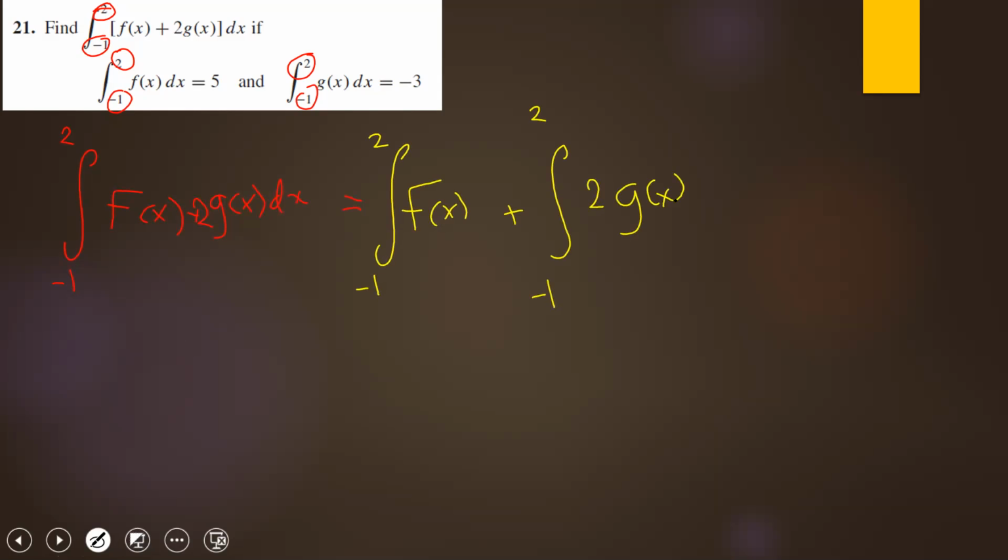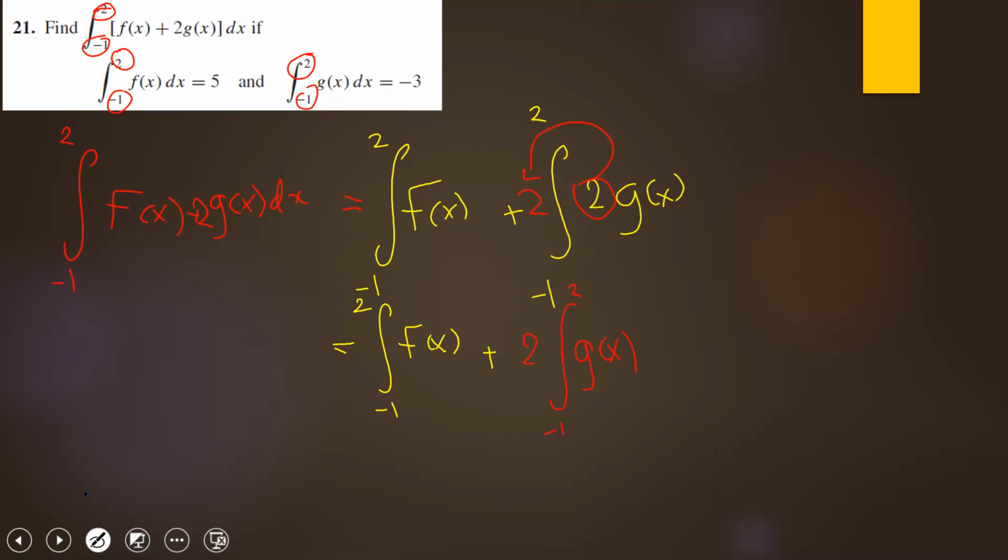Then the second step, after I distribute the function, here we have the integration of f of x from -1 to 2, and since we have a constant here, let's put the constant outside the integral. So we say it is 2 times the integration from -1 to 2 of g of x.